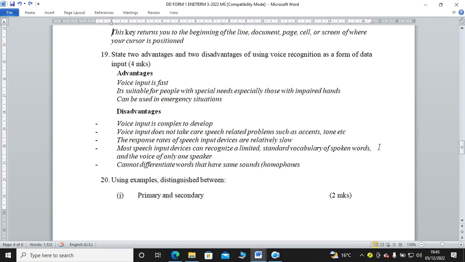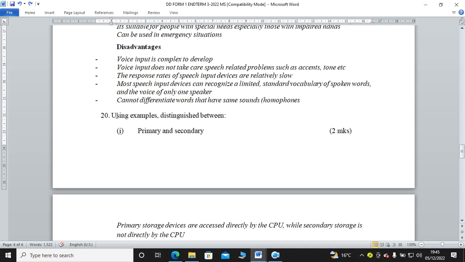Most speech input devices can recognize a limited or standard vocabulary of spoken words and the voice of only one person. Cannot differentiate words with the same sounds, homophones. Like when I say read, kifuniko, read, kuongoza, the computer may just write the one it wishes, so it will not have written the correct stuff.